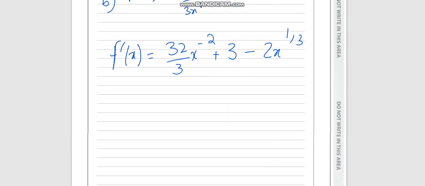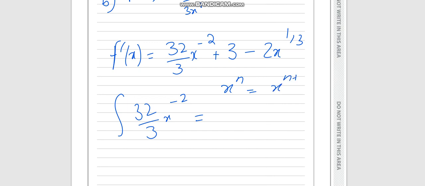Now this time we'll integrate it. Integrating it separately is useful now. For the minus 2 power, the power gets added by 1 and then we divide by the new power. So this is the formula. I'll just erase this and add a positive 1. So this will be 32 upon 3x to the minus 1, divided by minus 1, so this has become minus 32 over 3x.